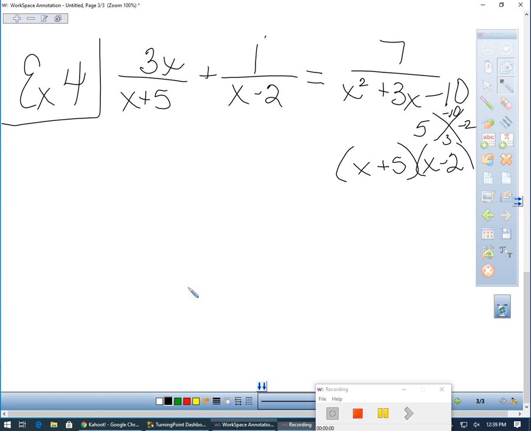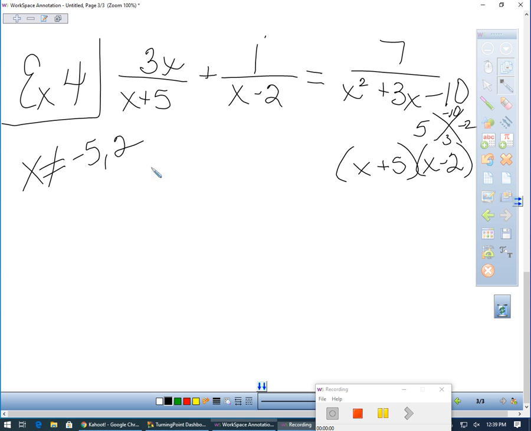Everybody agree? Okay. So let's talk about restrictions before we keep going. X cannot equal what two numbers then? Good. Negative 5 and positive 2. You guys are awesome. So now we want to clear the fraction. So instead of writing all that up there, here's how I'm going to say it to you, and I think you guys will like this better.